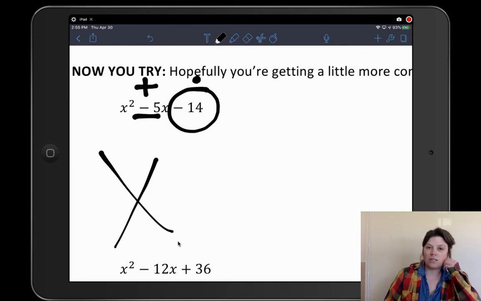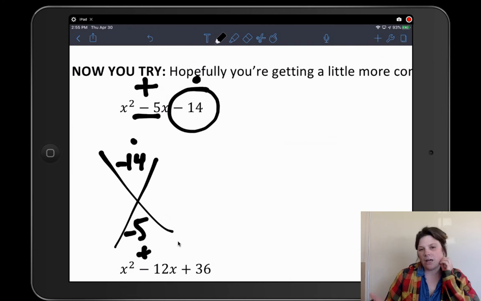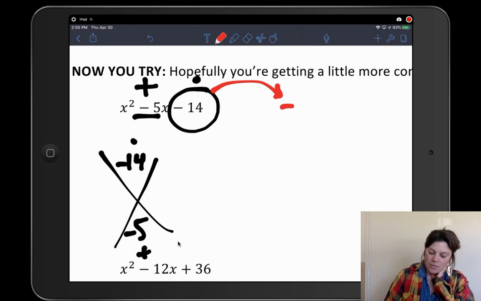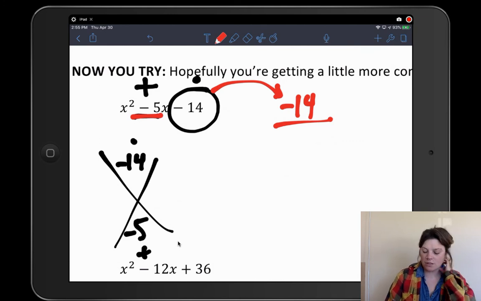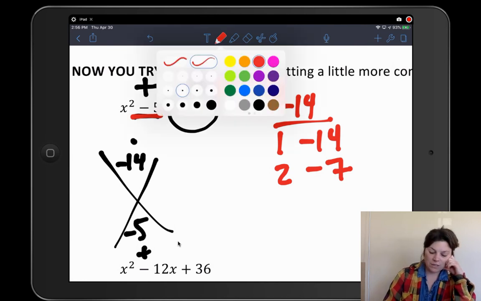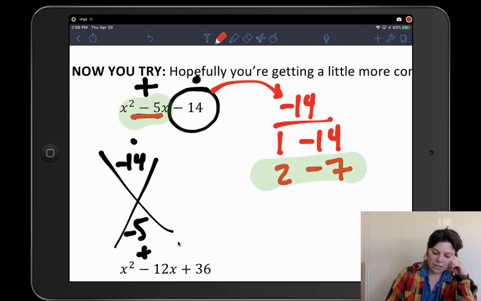Some of you might have seen this in middle school where you make an x and you put your multiply on top and your add on the bottom. I like to make a list personally. So what I'm going to do is take negative 14. And I know that my middle number is negative 5, so my bigger number is going to be negative. So it's going to be 1 and negative 14, and 2 and negative 7. Those are my only options. So I need to figure out which one of these options is going to add up to negative 5. Well, pretty clearly, at least to me, it's going to be 2 and negative 7.